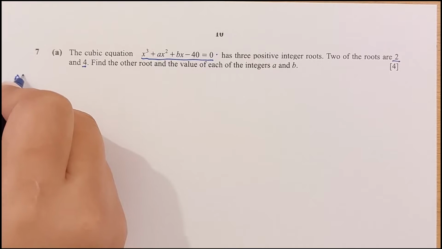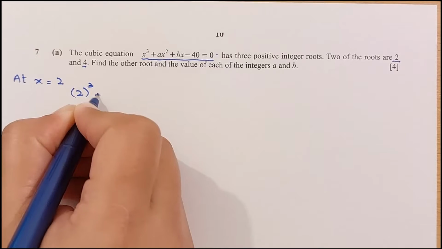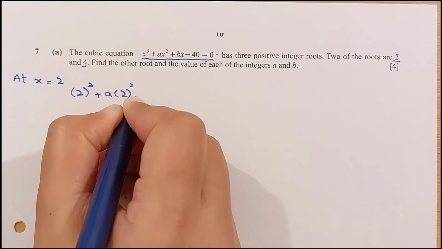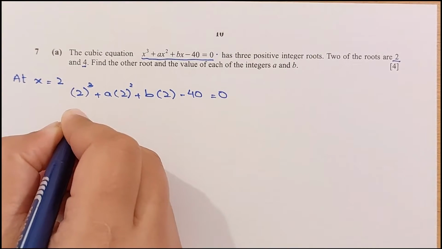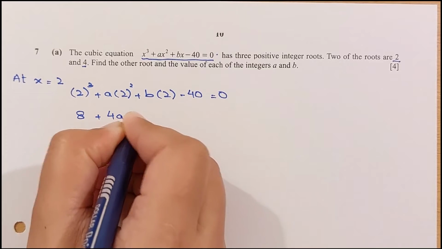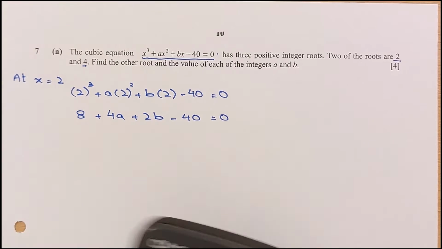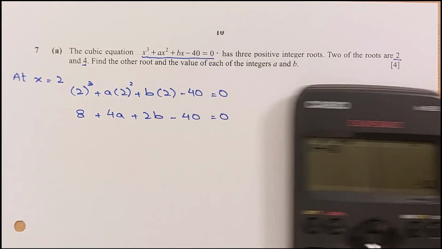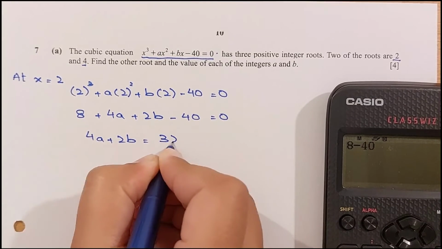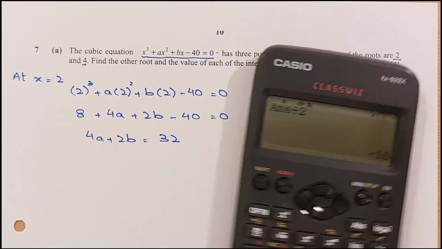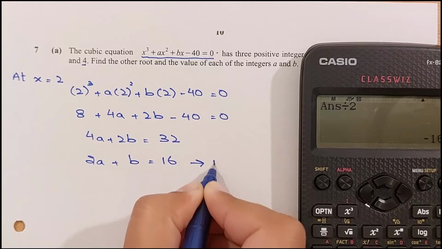So at x equals 2, we have 2 cube plus a times 2 square, plus b times 2 minus 40, this is equal to 0. So this is 8 plus 4a plus 2b minus 40 equals 0, right? So 8 minus 40, this is equal to minus 32. So we can say 4a plus 2b is equal to 32. And dividing by 2, we have 16 here. So 2a plus b equals 16. This is my first equation.